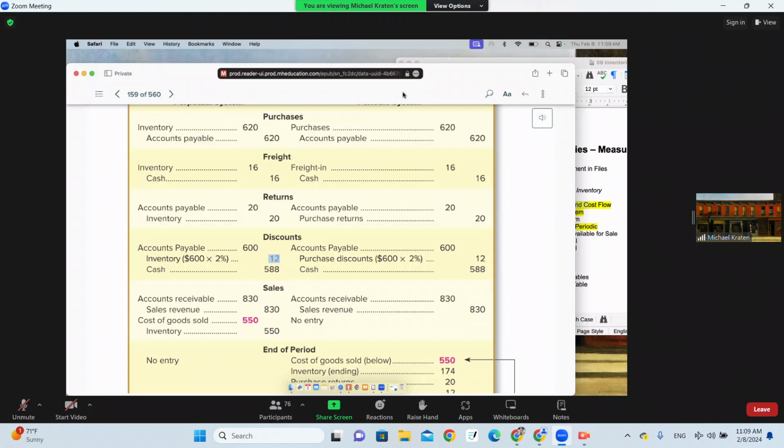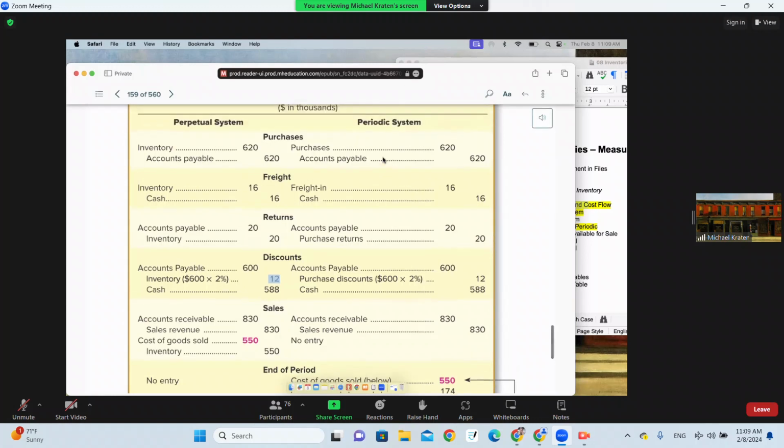And unfortunately, the textbook author sometimes takes shortcuts or uses words as he does in the right column here, which he calls periodic system, that isn't very transparent. But usually, what the textbook author does, in total overall, is indeed correct. The way that I think about this discount journal entry is, what's really going on here? There are two things. I'm agreeing to pay $12 less, and then I pay the full amount that I owe. First journal entry, debit payable credit inventory, 12. Second journal entry, debit payable credit cash, 588.